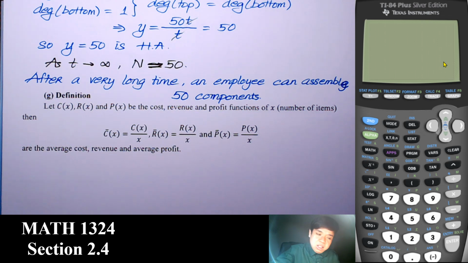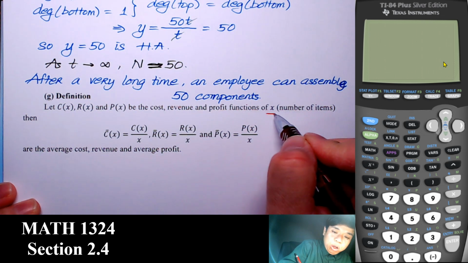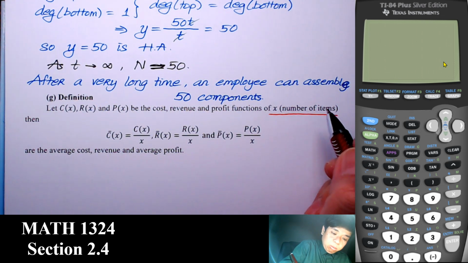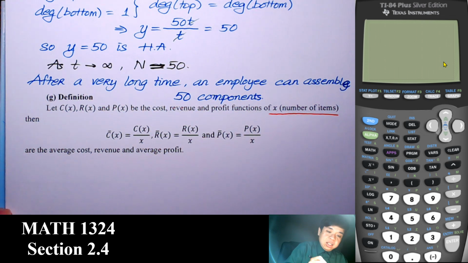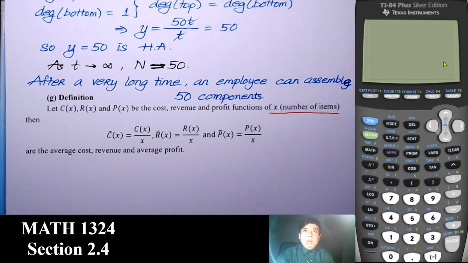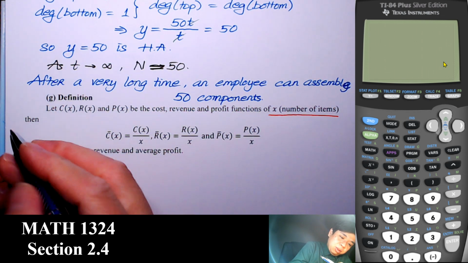Next we'll define average cost, average revenue, and average profit. If x is the number of items produced and sold, then the cost divided by x is the average cost. So if we have the cost of producing 5 items, then dividing by 5 will be the average cost. Just like that. We actually focus on this more in Math 1325, but I just have one example.